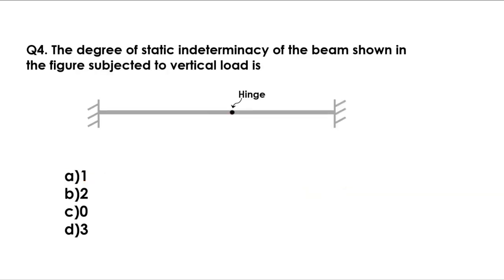Now the next question, the degree of static indeterminacy of the beam shown in the figure subjected to vertical load is option A 1, option B 2, option C 0, option D 3. Now if you look at this question, there is a hinge that is provided. This hinge is known as internal hinge.